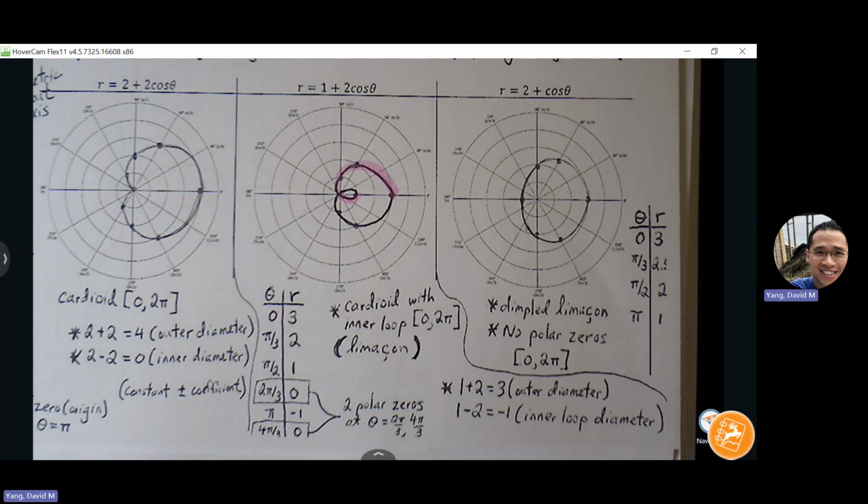Now, if the constant is greater than the coefficient, then this part is going to kind of stick out a little bit. So we call it the typical limaçon. There are no polar zeros here. But we can still see some of that relationship here. If I add the constant and the coefficient, 2 plus 1 is 3. So kind of think of that as the outer diameter. I guess in this case, it's more like the larger radius. And 2 minus 1 is 1. So that's this distance.